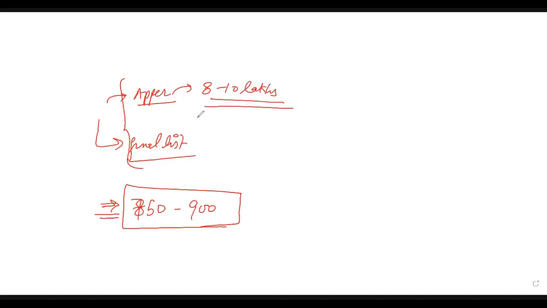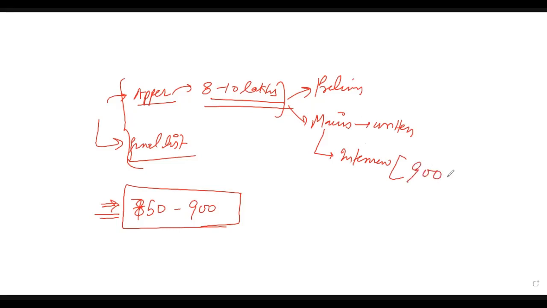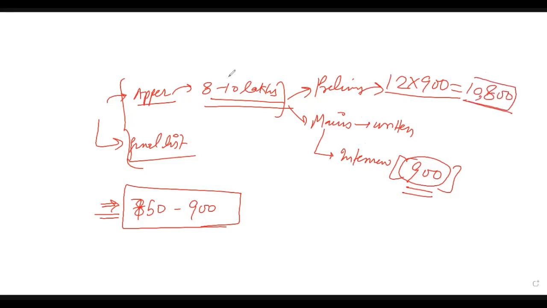So first let us understand the exam pattern, that is prelims, mains, that is written, then interview. So the total number of seats are, let's suppose, 900. UPSC selects around 12 times the number of seats available. That means in prelims, the number of students selected will be roughly around 10,800 out of 8 to 10 lakh.